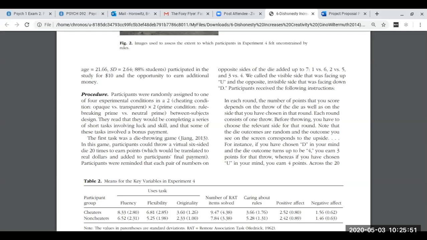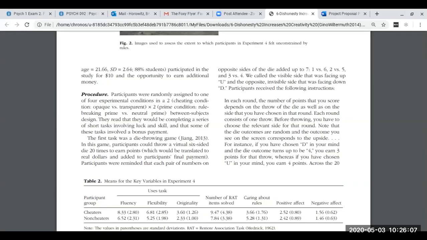1 versus 6, 2 versus 5, and 3 versus 4. We called the visible side that was facing up U for up, and the side on the opposite that was facing down and invisible, D for down. Participants received the following instructions.